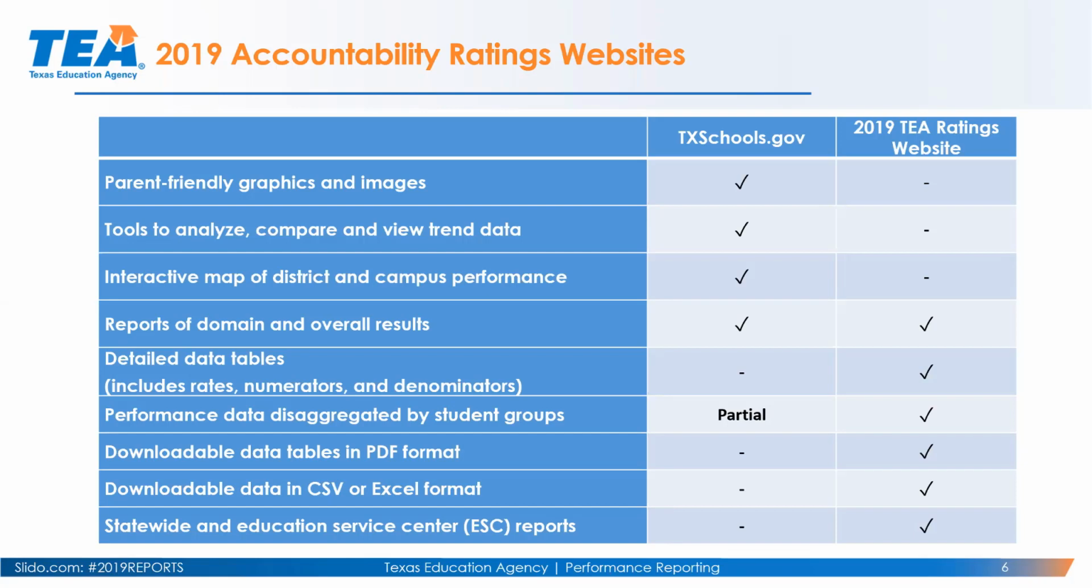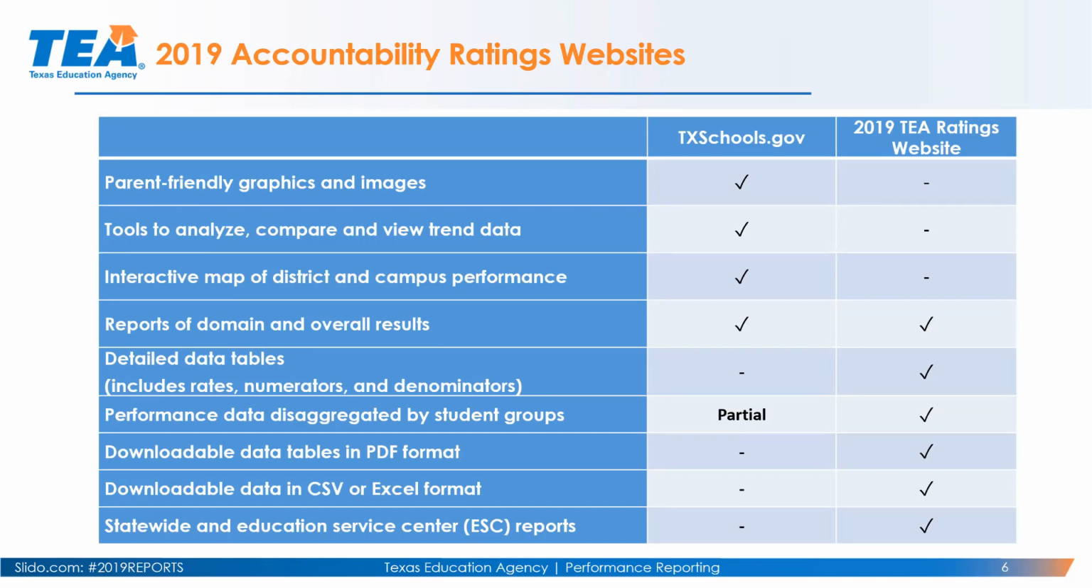Both txschools.gov and the TEA ratings website contain domain and overall report results by data tables. However, the 2019 TEA ratings webpage contains detailed data reports. I'm talking about percentages, rates, numerators, and denominators. The TEA website also has performance data that's disaggregated by student group for each of the domains. And the TEA website also has downloadable data tables in a PDF format and also in a CSV or Excel format. Lastly, the TEA website has state and ESC reports on performance.